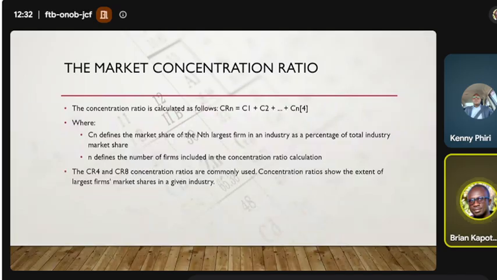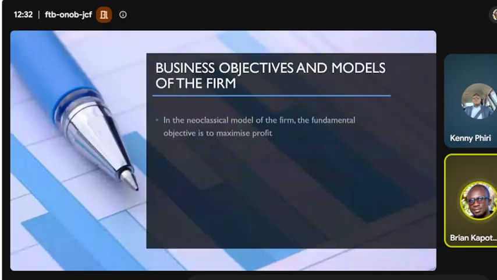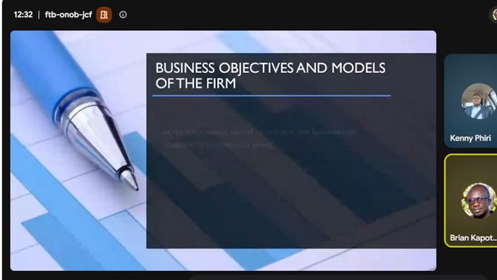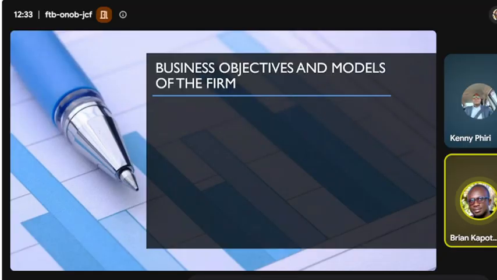And so the CR4 and the CR8 concentration ratios are commonly used. Concentration ratios show the extent of the largest firms' market share in a given industry. So I want us to look at an example. I have a slide with an example. Let me just find it for you, just wait.